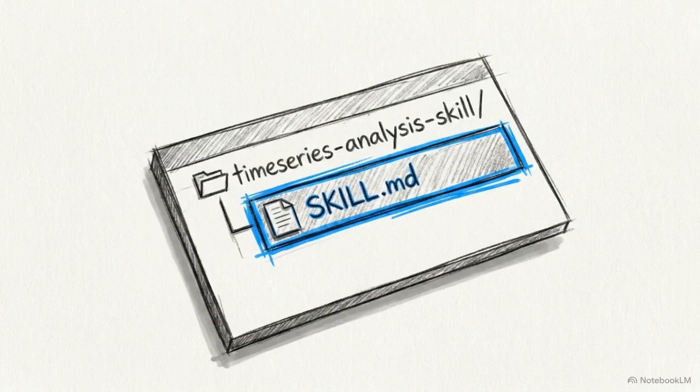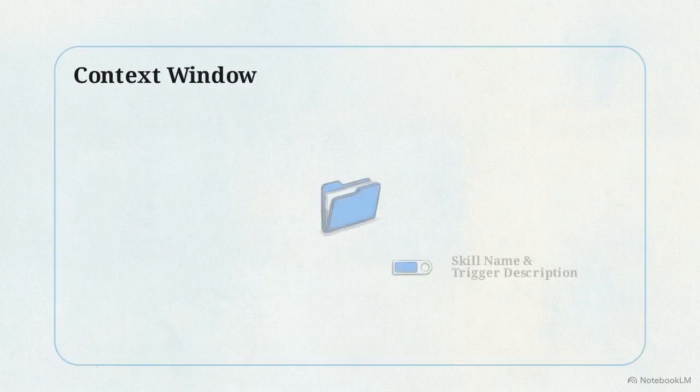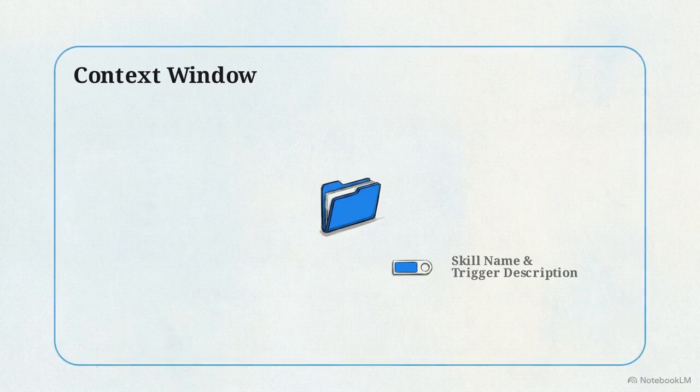Step 1. Create a dedicated directory for your skill. Inside that new folder, generate your foundational text document, the skill.md file. This setup relies on progressive disclosure. This is how the agent manages its limited context window, preventing memory overload.